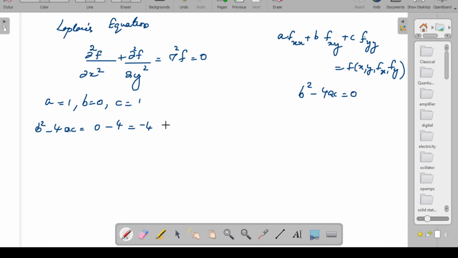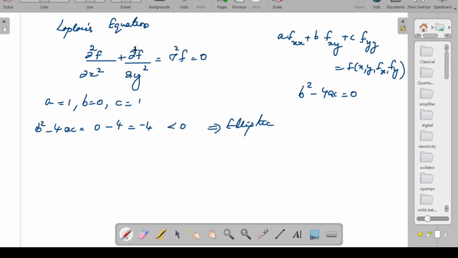So this is negative, meaning this is less than 0, which means this is an elliptic equation. So the Laplace equation, without any inhibitions, I can say is an elliptic equation. It was just out of interest that I tried to find out what type of equation the Laplace equation is, and now we can try to solve this equation.